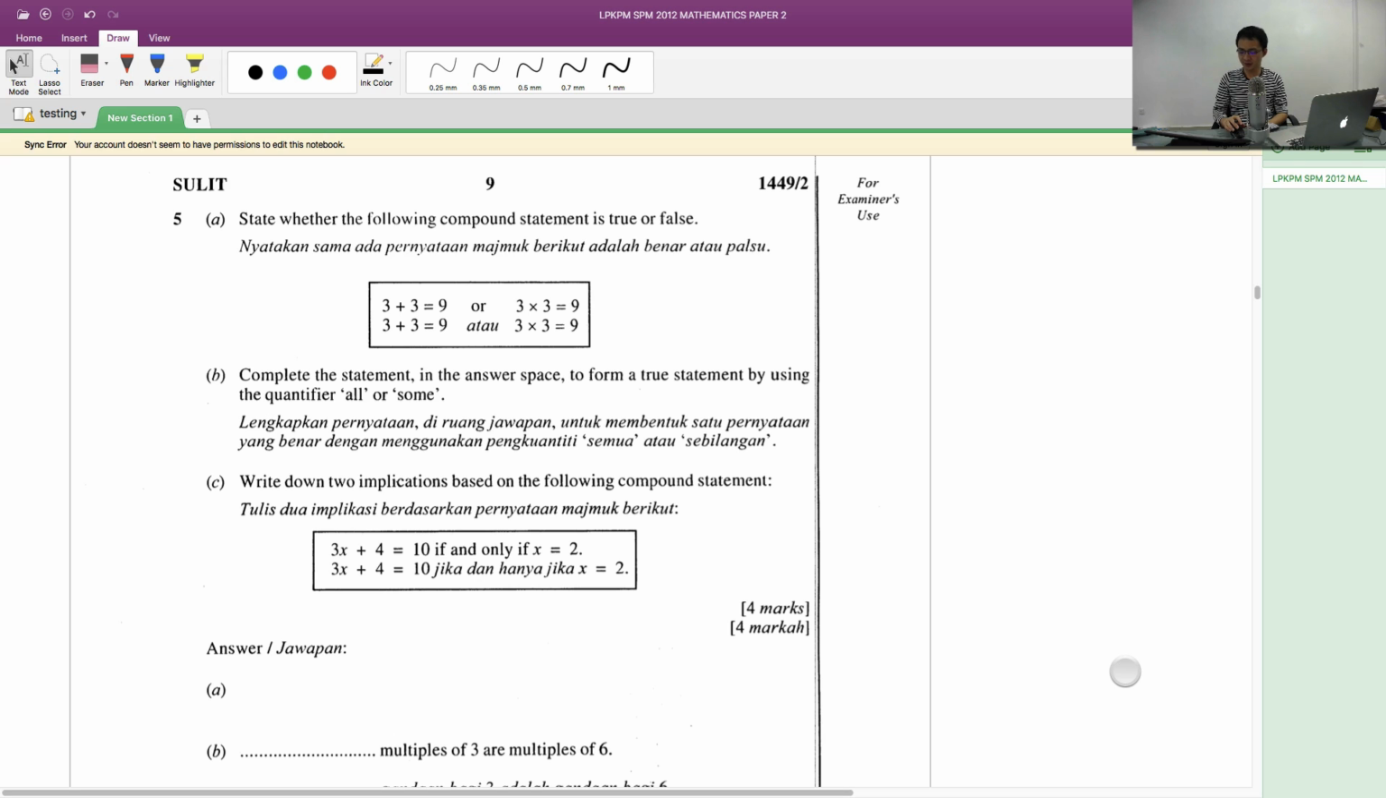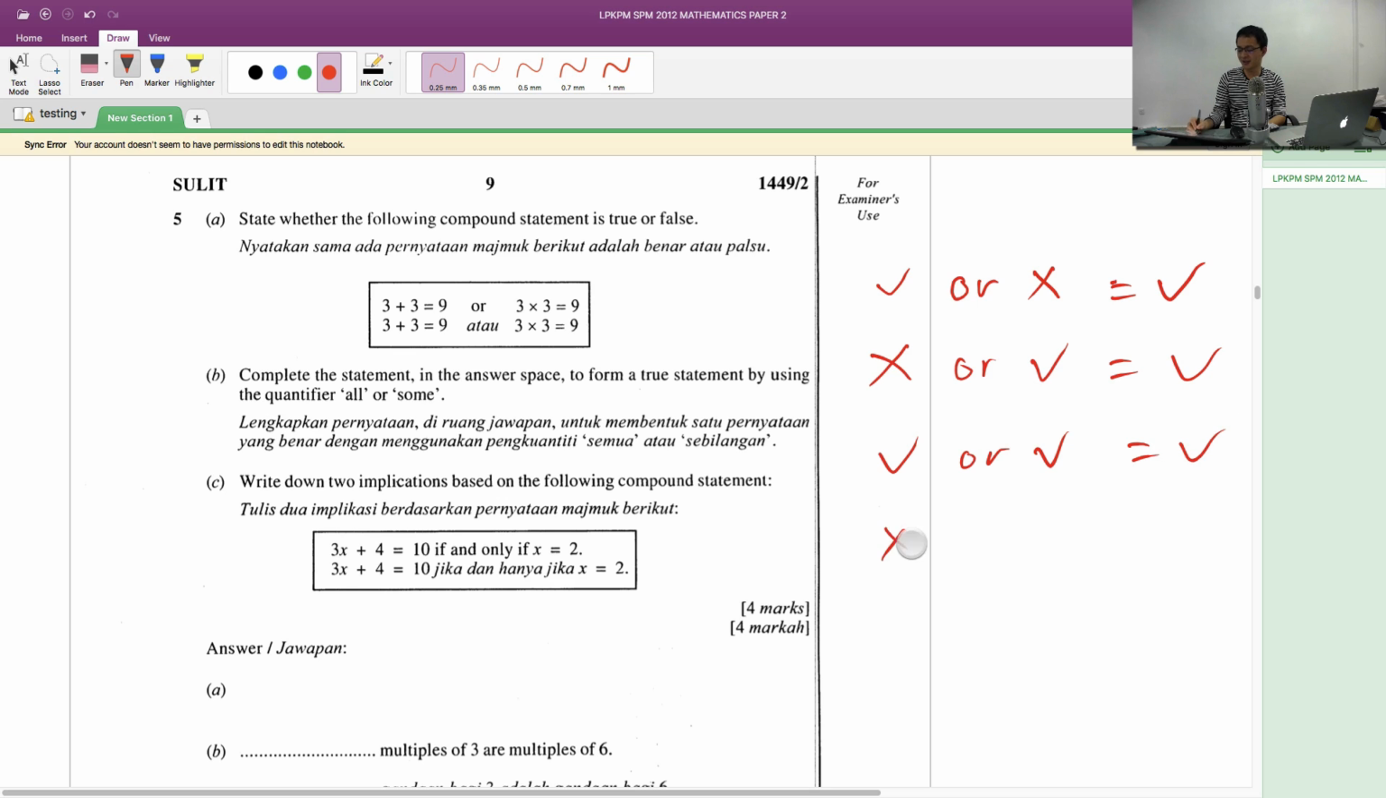Okay. Number 5 is mathematical reasoning. I guess it's from chapter 4. State whether the following compound statement is true or false. So true or false very much depends on 'and' or 'or'. If 'or', if one is correct and the other one is wrong, we say it is correct. If first is wrong, second is correct, we still say it's correct. If first is correct, second is correct, the last one is definitely correct. If first is wrong, second is wrong, then the last one is wrong. Okay, this is for 'or'.